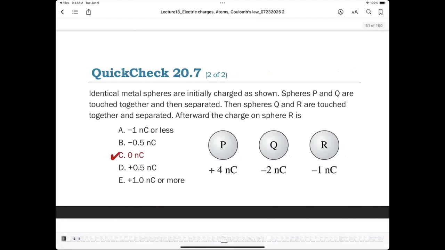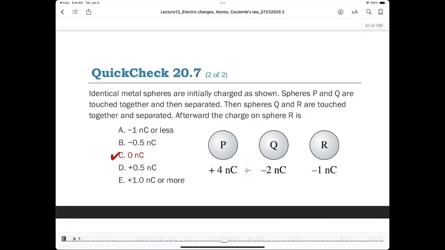Okay, yeah. Firstly, add P and Q together and divide by 2, which gives one half of the charge each, and then after that, add Q and R and divide by 2, which is 0.